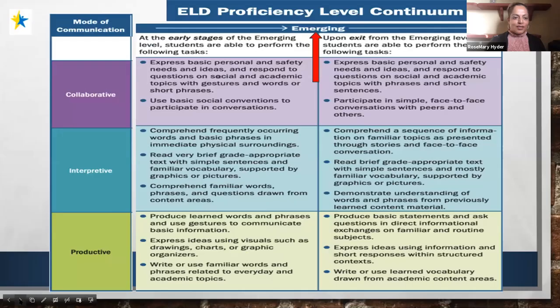Okay. And on the next three slides, we took screenshots for you. So your mode of communication, again, this is also in your book, the ELD proficiency level continuum. And you can see at the early stage of emerging, you see the red arrows pointing to the emerging level students, the early stages, and then when they exit, where they should be. So again, progress monitoring, where they will come into you with and where they're leaving. And next slide is our expanding.